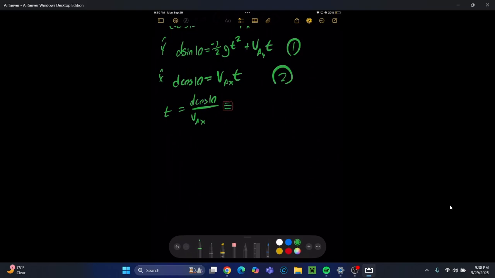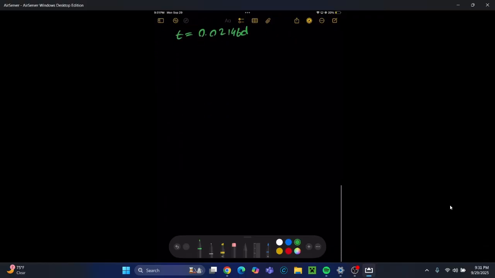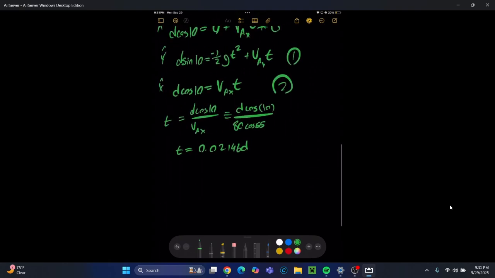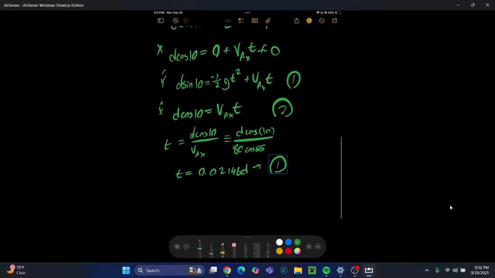An equivalent statement is d cosine of 10 over 80 cosine 55. Again, that's VA cosine 55 because it's VAX. And that gets us that our t variable is related to our d variable by 0.02146d. Great. What does that mean? We found the relationship. Well, we can take this and plug it into equation one, because now we can go from having two variables to one variable by replacing these in there.